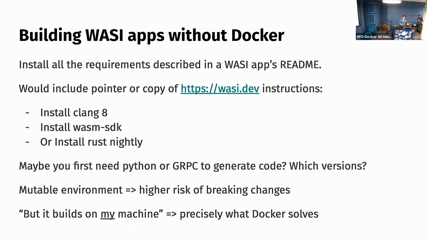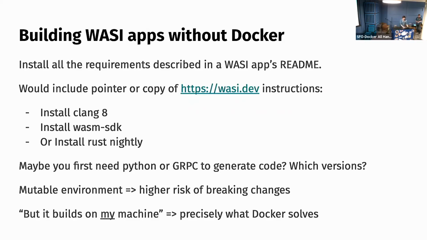And all of these basically are things you install on your host, and depending on when you install it, how you configured it, or what versions they are, they will differ from anybody else's, and you'll run into those inconsistent environment issues that I talked about earlier. You might even need to install other tools than just the things you need for WASI, such as Python or gRPC if you need to generate code. And again, different versions. So when you have a mutable environment, you have a higher risk of breaking changes.